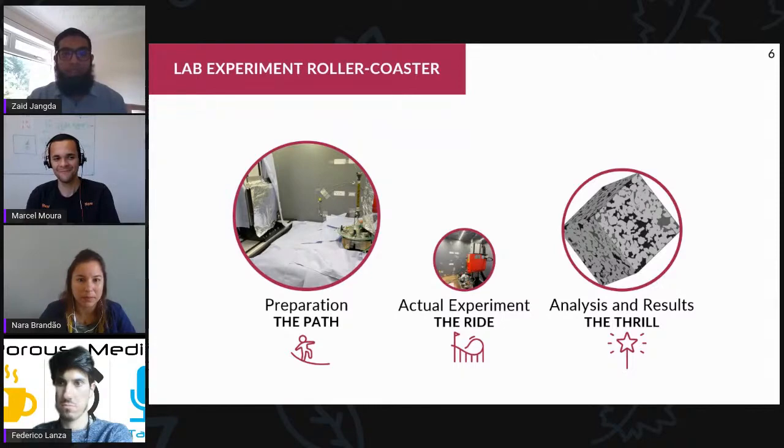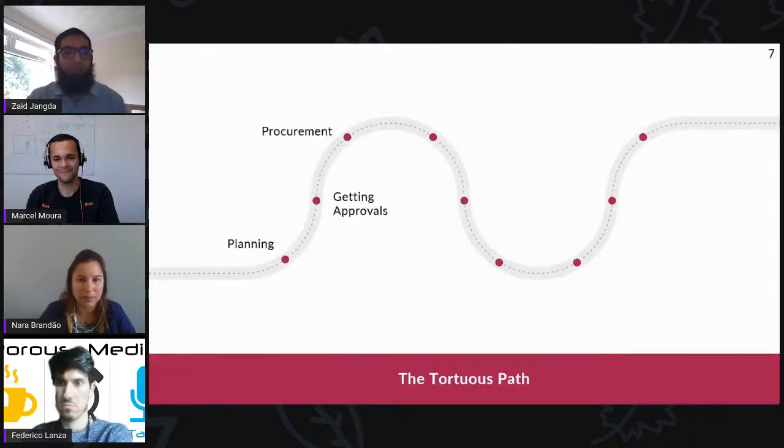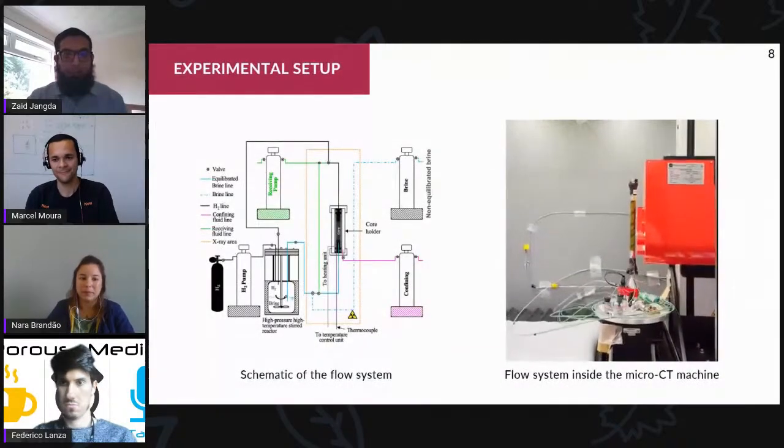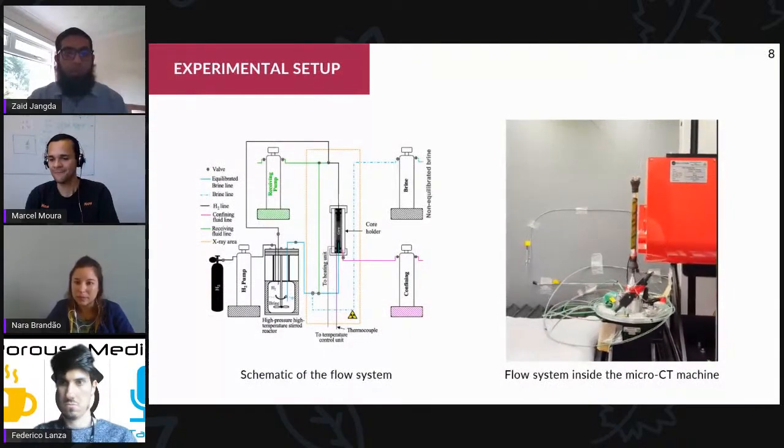For us, the path that we had towards the experiment was also a very long one. And we had to get multiple approvals, especially for safety, because no one else had done hydrogen experiments at high temperature and pressure. We were using hydrogen inside an X-ray machine, so we were doubling the risk, and it took a lot of effort to reach that stage. But finally, once we reached the experimental stage, this is how our system looked.